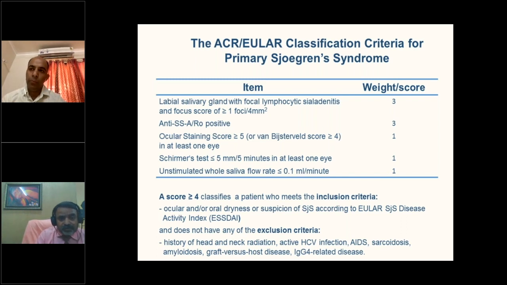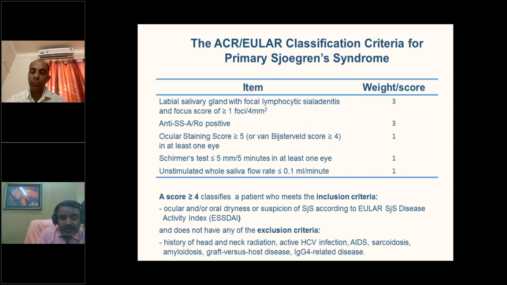There will be objective evidence of dryness of eyes and mouth, and points given will be 1 and 2 each for this component. Apart from that, two things are there. One is lip biopsy. A focus score of more than 1 per 4 square millimeters, a score of 3, is significant. If the patient has a focus score of more than 3 along with symptoms, then definitely it is primary Sjogren's syndrome.